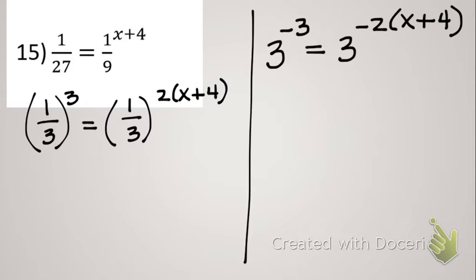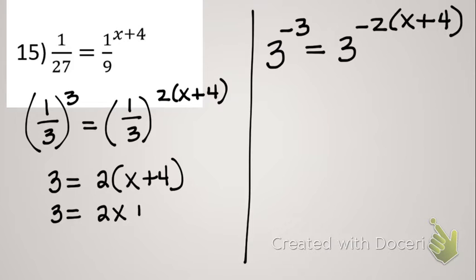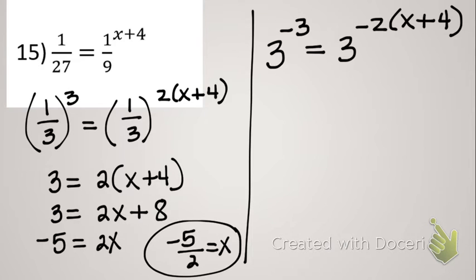So I would probably pick this side because it doesn't have the negative powers. So 3 to the power, 3 equals 2 times x plus 4. Distribute the 2. Subtract 8. And then divide by 2. So you get -5/2 equals x. Now, if you did the left side or the right, you would still get the same result.